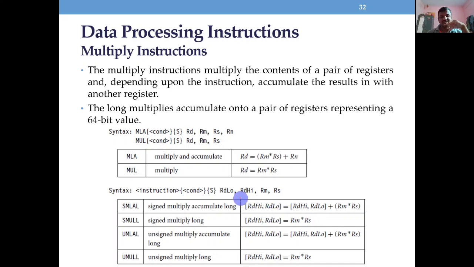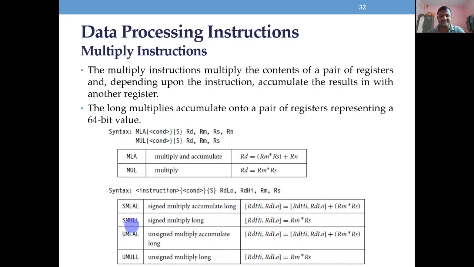Here four operands are involved, again the same four operands: RD lower, RD higher, RM and RS. The RD lower is the lower 32-bit, RD higher is the higher 32-bit, because all registers are 32-bit. RM is also 32-bit, and RS is also 32-bit. So it will multiply them and add that with the 64-bit number. This comma indicates that we are adding that number with the 64-bit number. That's why it is accumulate long.